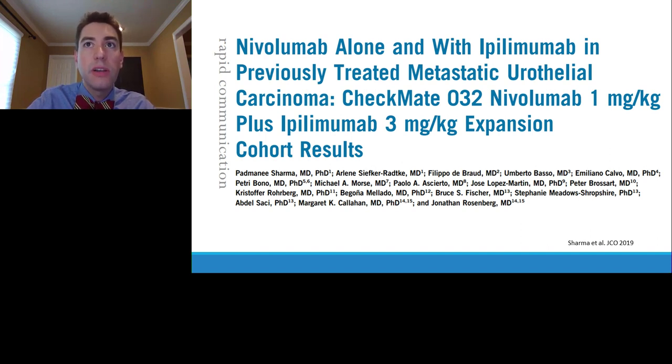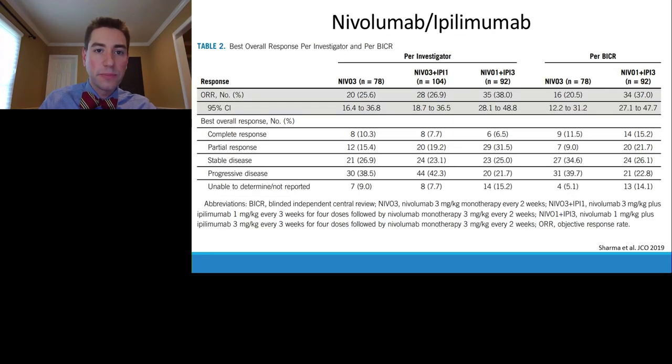per kilogram monotherapy every 2 weeks, or nivolumab 3 milligrams per kilogram plus ipilimumab 1 milligram per kilogram every 3 weeks for 4 doses, followed by nivolumab monotherapy 3 milligrams per kilogram every 2 weeks, or nivolumab 1 milligram per kilogram plus ipilimumab 3 milligrams per kilogram every 3 weeks, followed by nivolumab monotherapy. So there's the Nivo 3 arm, the Nivo 3 plus Ipi 1, and the Nivo 1 plus Ipi 3. I apologize if I didn't get that correctly just in the last 30 seconds.